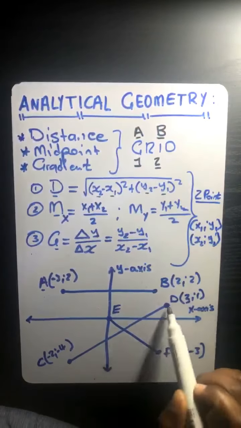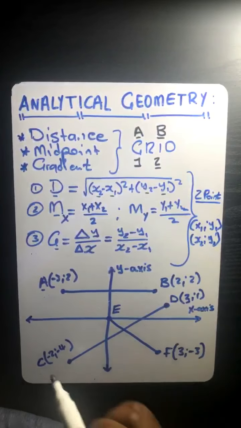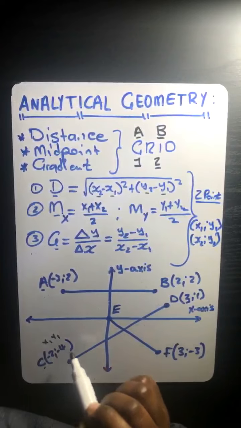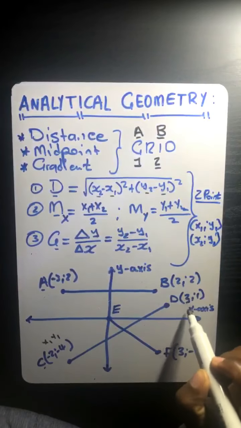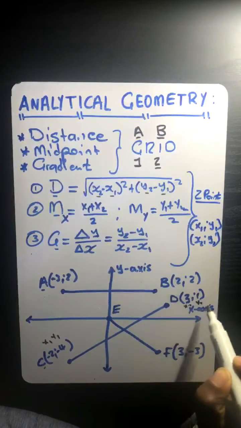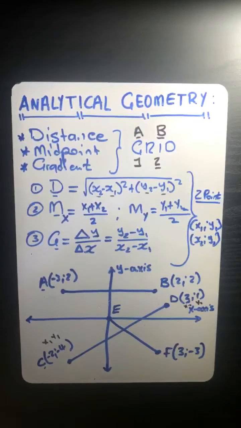Similarly, if you had to deal with C and D, which letter comes first? C comes first. So that means this is x1, y1, and this one comes second. It is going to be x2, y2. Easy, easy over there, ladies and gentlemen.